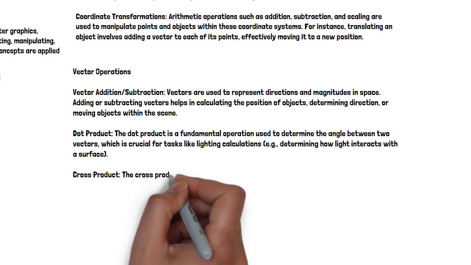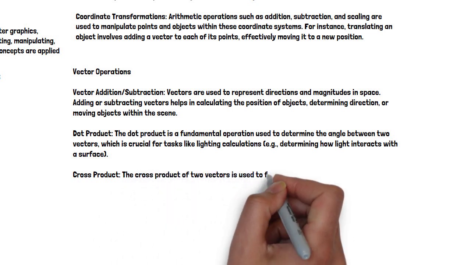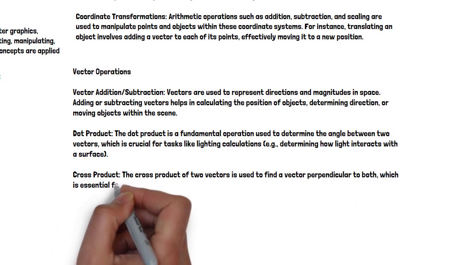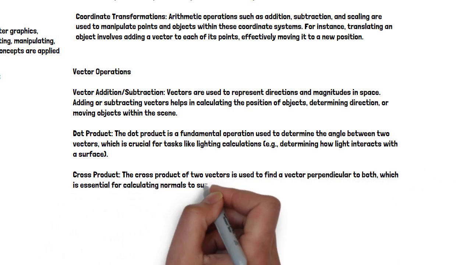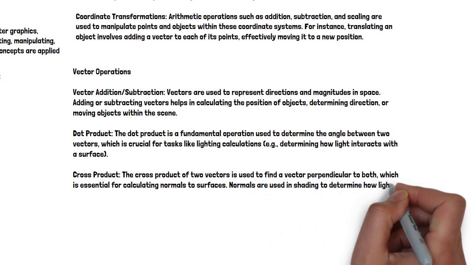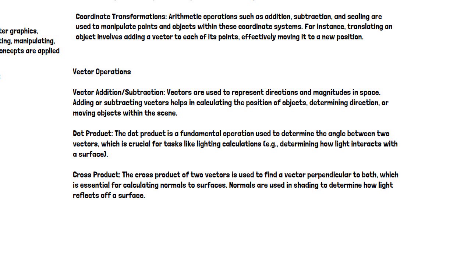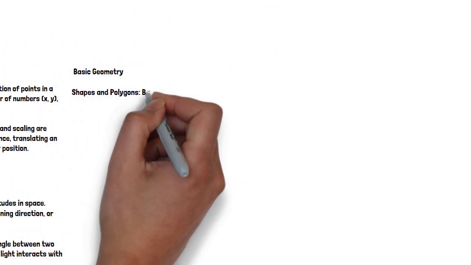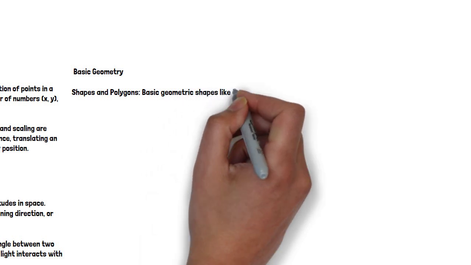Cross product. The cross product of two vectors is used to find a vector perpendicular to both, which is essential for calculating normals to surfaces. Normals are used in shading to determine how light reflects off a surface. Basic geometry, shapes and polygons.